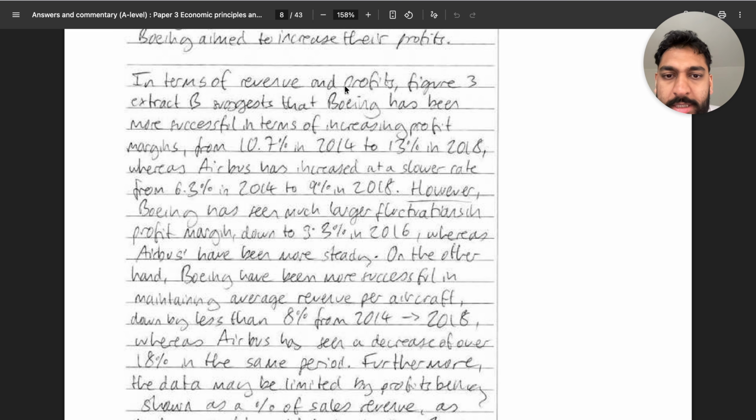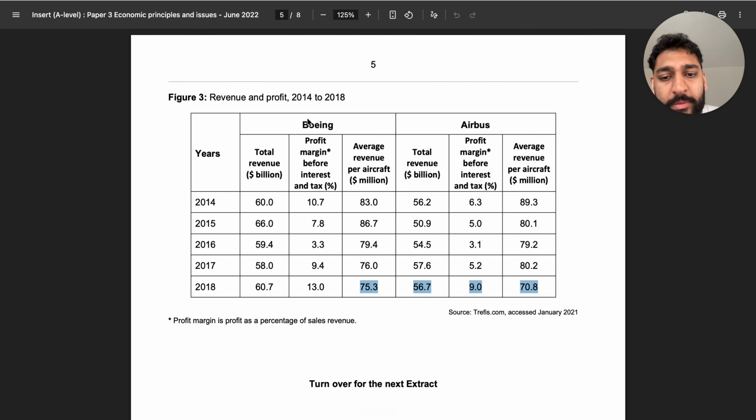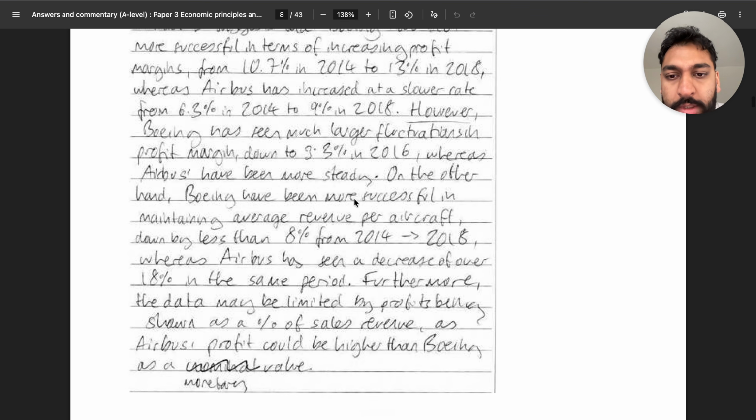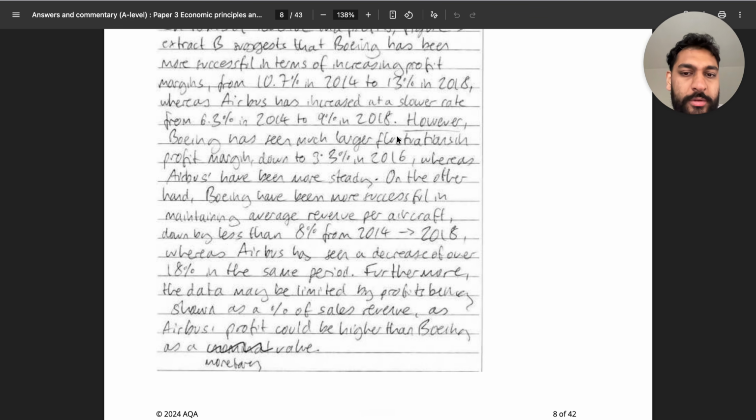The student's answer was, in terms of revenue and profits, figure 3 extract B suggests that Boeing has been more successful in terms of increasing their profit margins from 10.7% to 13%. Airbus has increased at a slower rate from 6.3% to 9%. And then if you can do the percentage change off the percentages, fine. If not, this is clearly good enough, as it got 10 marks. However, Boeing has seen more fluctuations. Okay, so there's a bit of you understanding why the data is not telling a complete story.